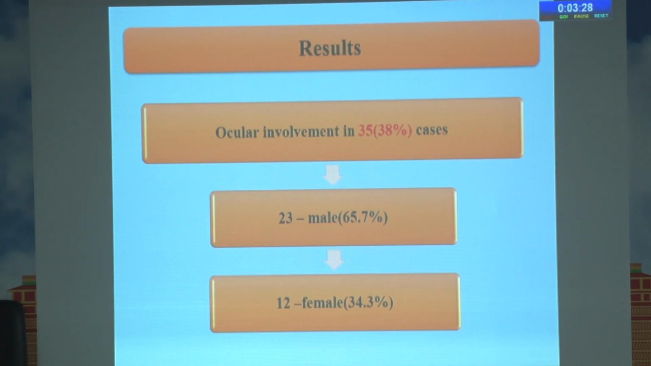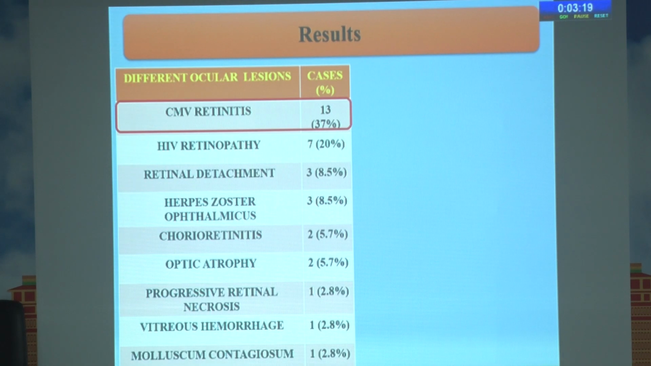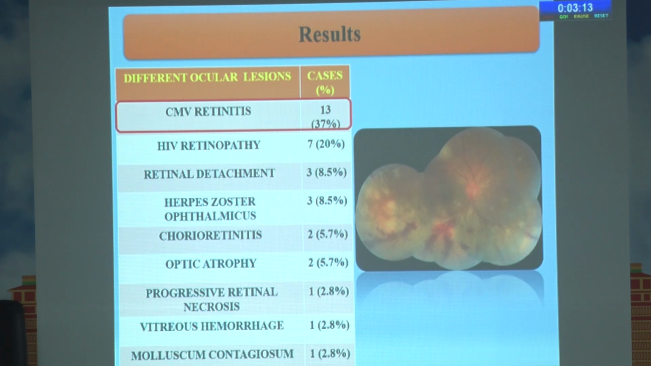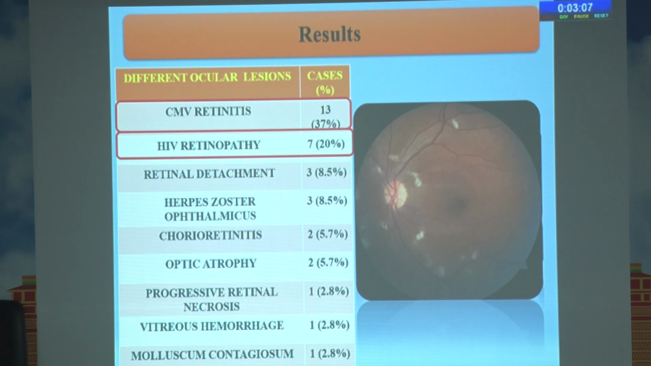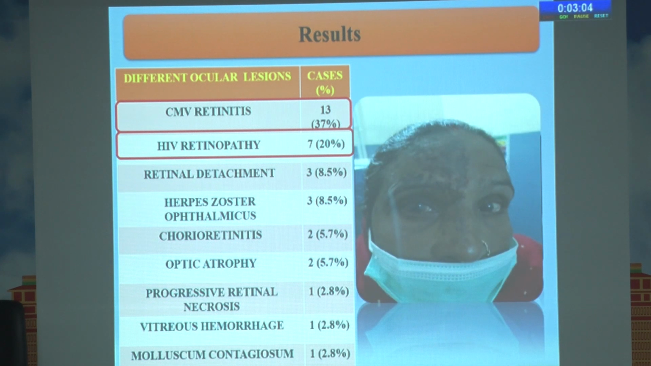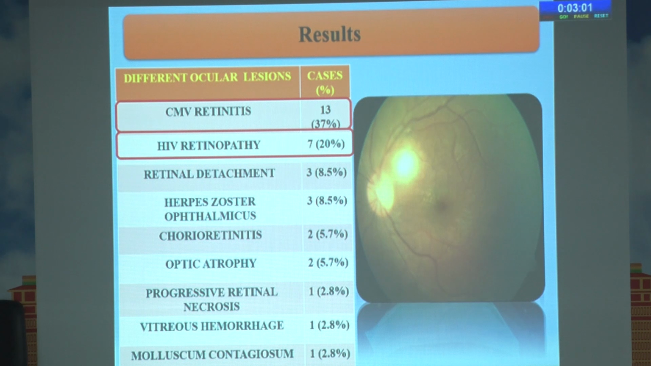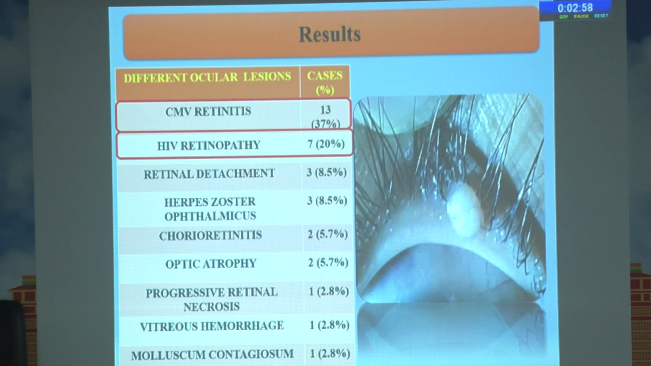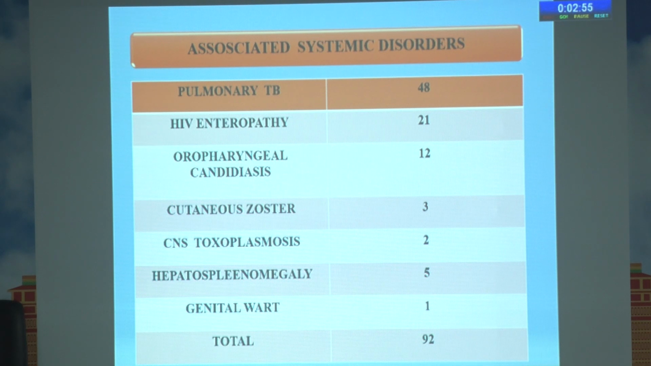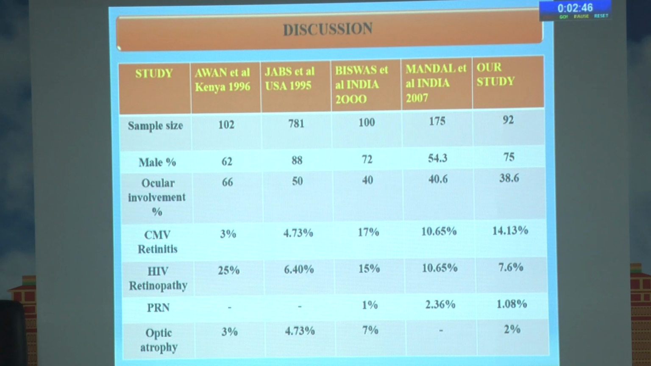So out of the 92 patients included, ocular manifestations were seen in 35 cases, that is 38% of cases. 23 were male and 12 were female. Out of the various manifestations, CMV retinitis was seen most commonly, in 13 patients. HIV retinopathy was the second most common manifestation seen in our case. Retinal detachment, herpes zoster, chorioretinitis, optic atrophy, progressive retinal necrosis, vitreous hemorrhage, and molluscum contagiosum were also seen. Associated systemic disorders included pulmonary tuberculosis, which was most common in our study. HIV enteropathy and oropharyngeal candidiasis were also seen.